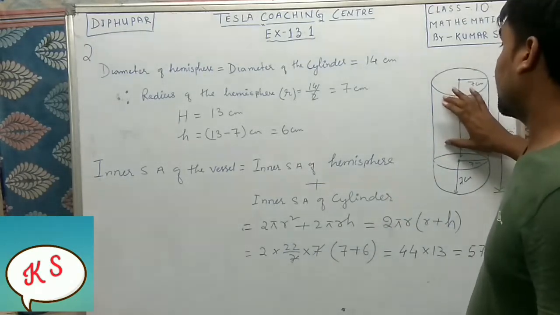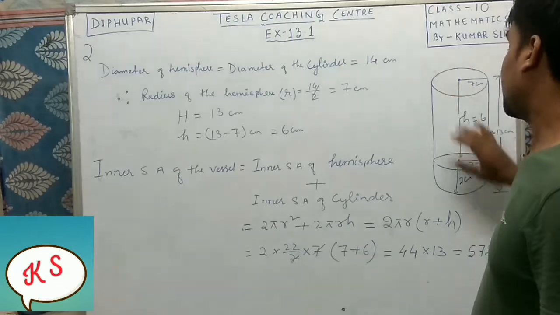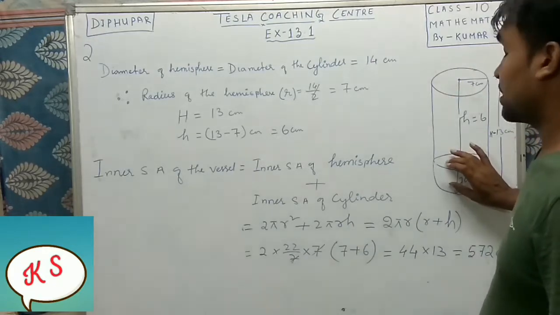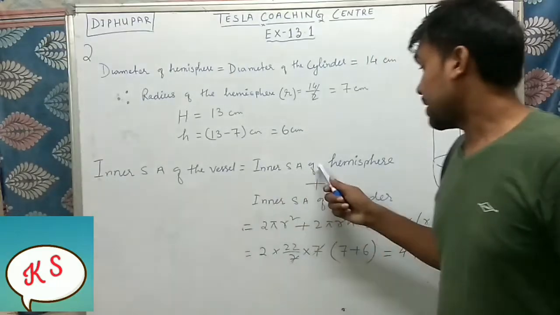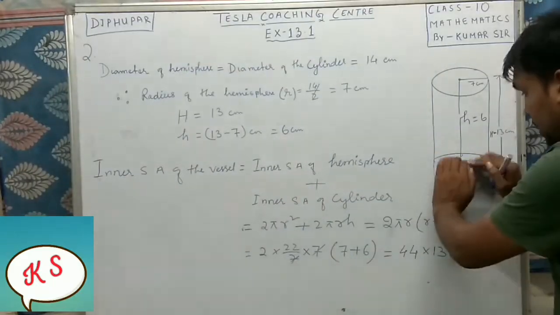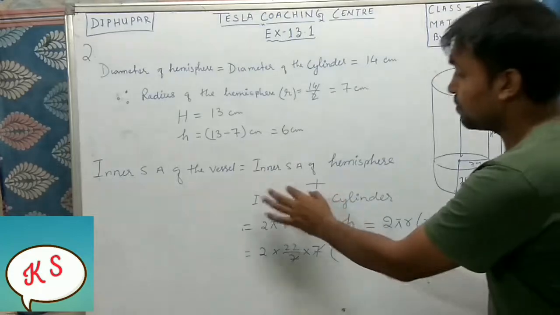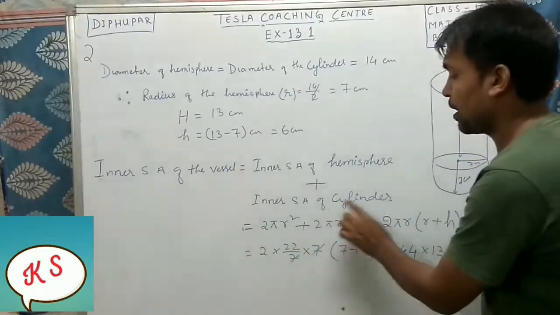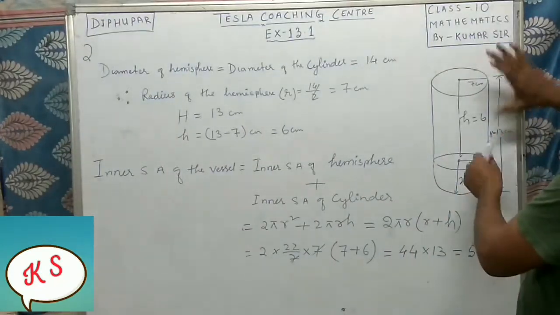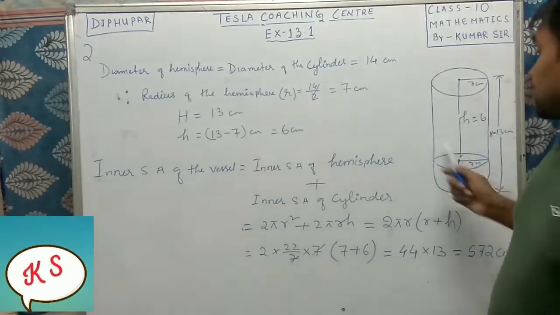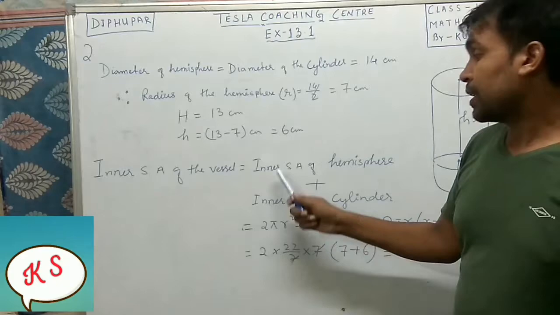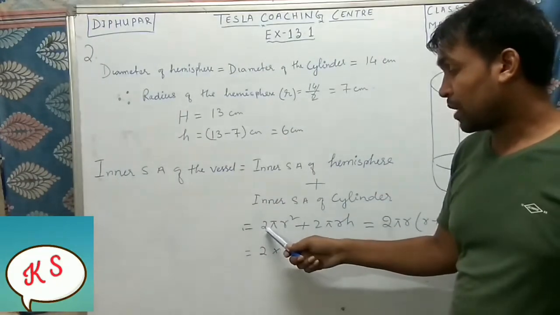First we will calculate the inner surface area of a hemisphere, that is this part, plus the inner surface area of a cylinder. That is, the inner surface area of a cylinder means up to this. Okay, point is clear. So what is the formula for the inner surface area of a hemisphere?